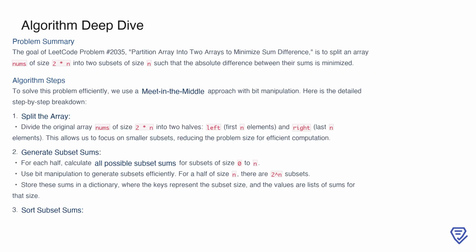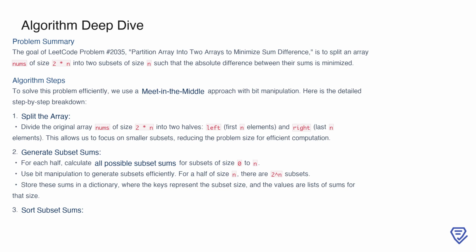The goal of this problem is to partition an array nums of size 2*n into two subsets of size n such that the absolute difference between their sums is minimized. This is a challenging optimization problem because we need to explore all possible ways to split the array while keeping the difference as small as possible. To solve this efficiently, we use a strategy called the meet-in-the-middle approach, combined with bit manipulation.